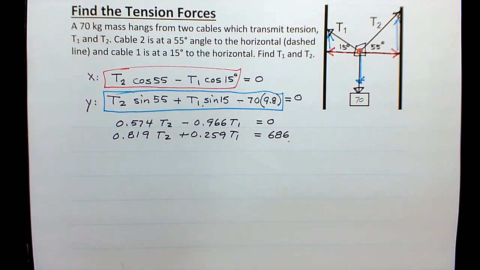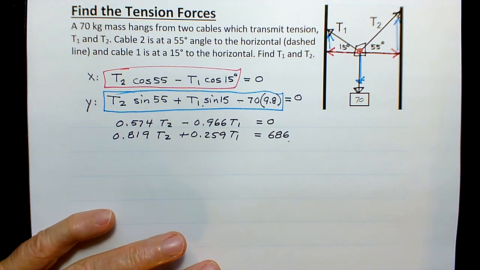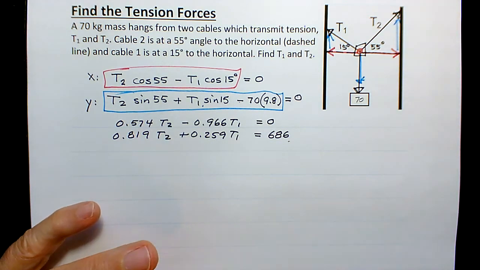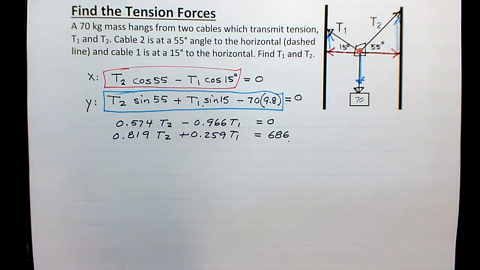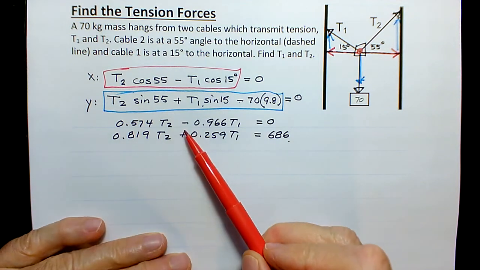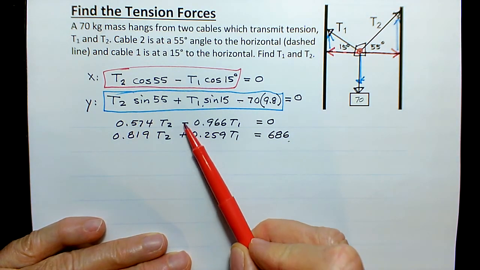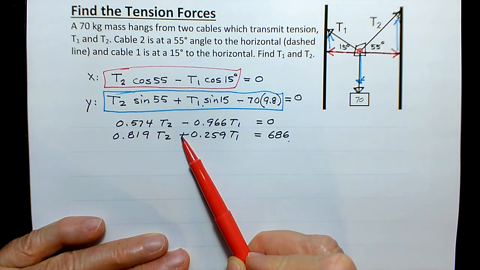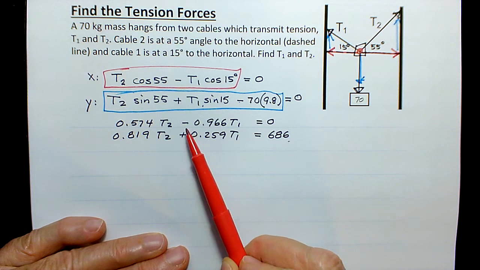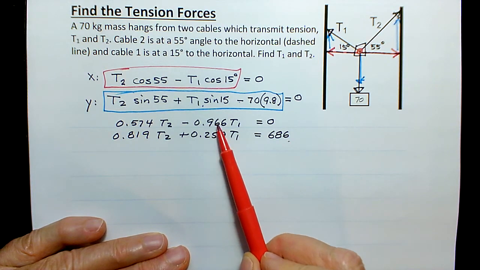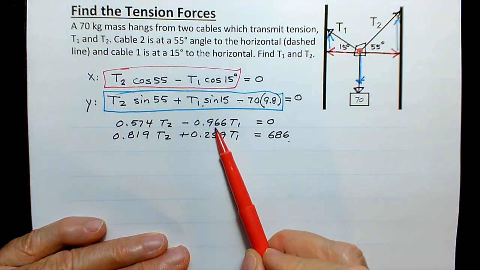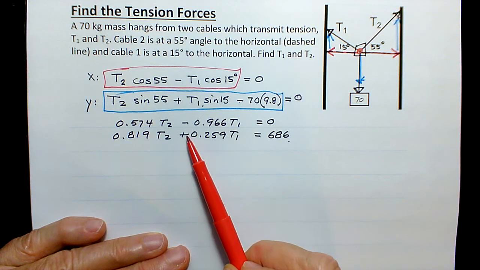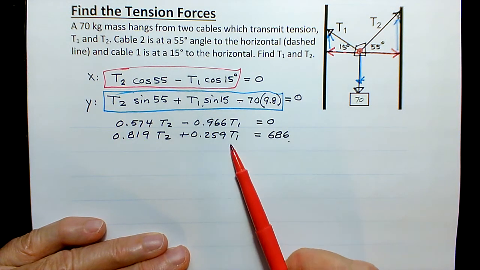You could solve by substitution or elimination, it's your choice, and I'm going to do elimination. Whenever I'm doing elimination, I prefer to add negative and positive coefficients because I think it leads to fewer mistakes. And so what I'm going to do is force these two coefficients to match so that when I add them, they're going to cancel out.